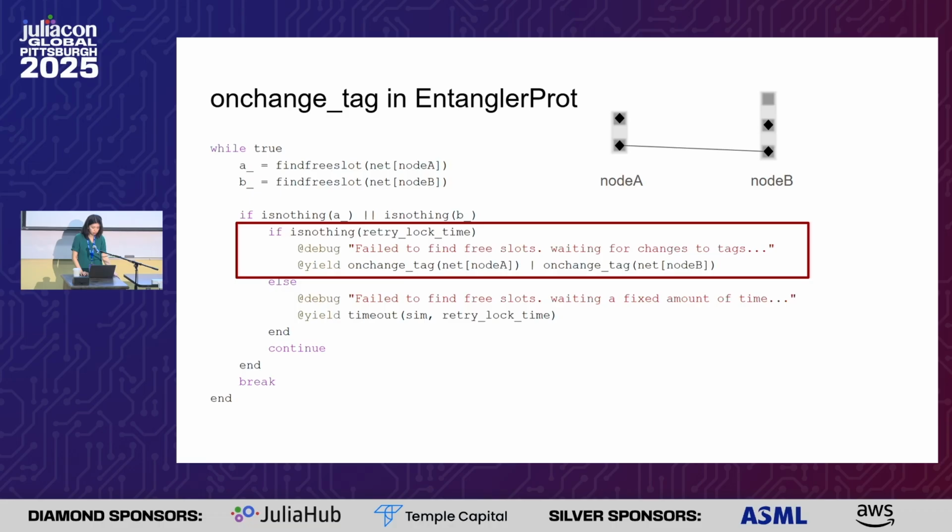So let's go back to the example I was talking about. And here is the improved version that we pushed, where now we can wait on tag changes before we run the find free slot functions. If we don't specify retry lock time, then it waits for tag change on either node.